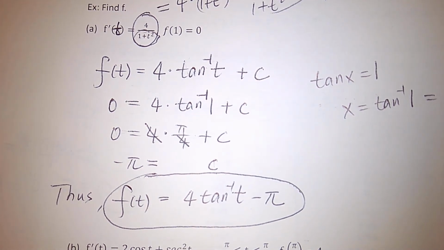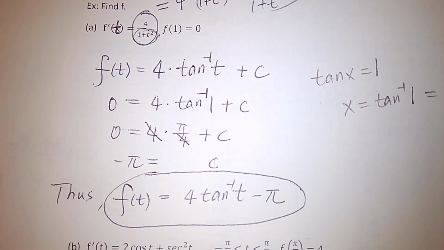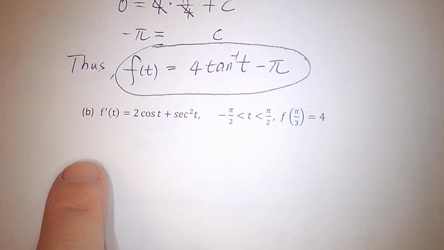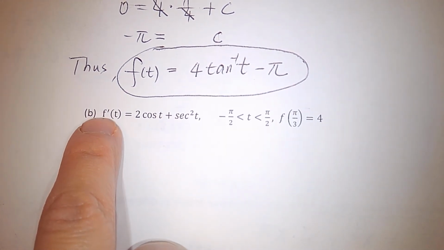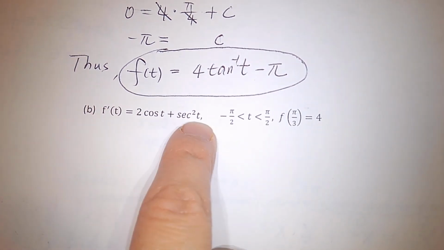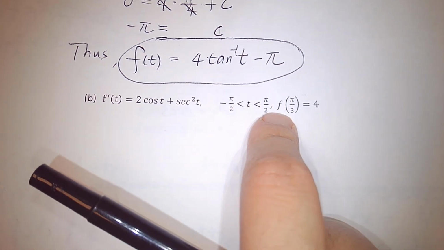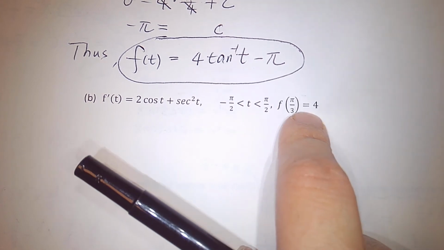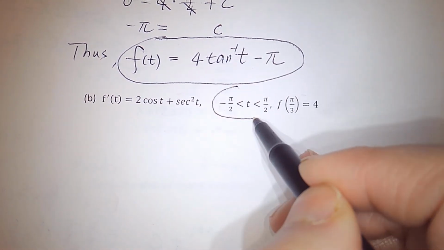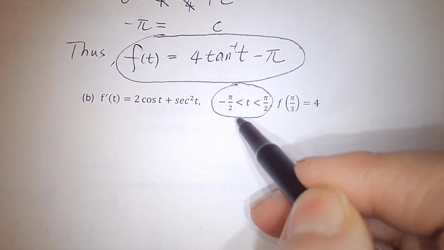Any question from this question? No? Okay, good. Alright. Our last question. Still, we find lowercase f such that the derivative of lowercase f equals this, and also f of pi over 3 equals 4. Okay, so this t value must be between negative pi over 2 and pi over 2.